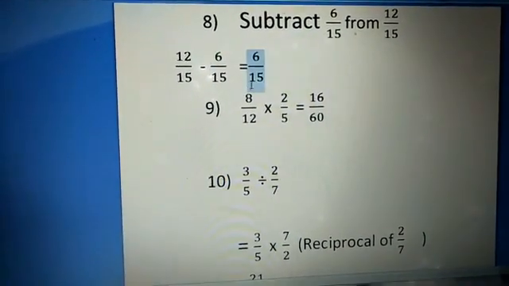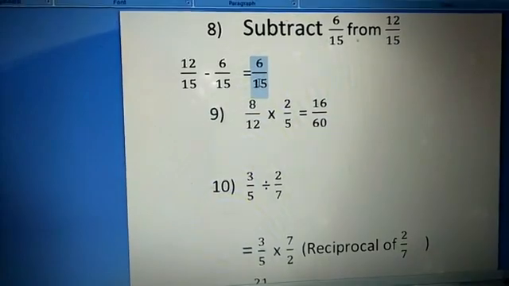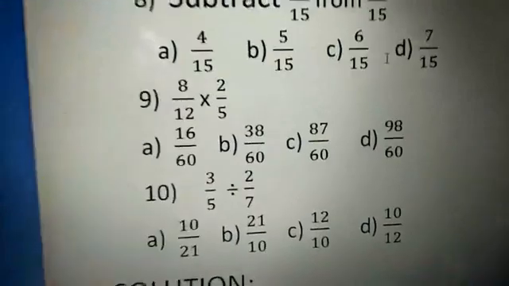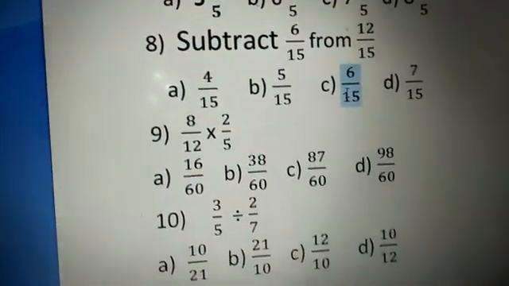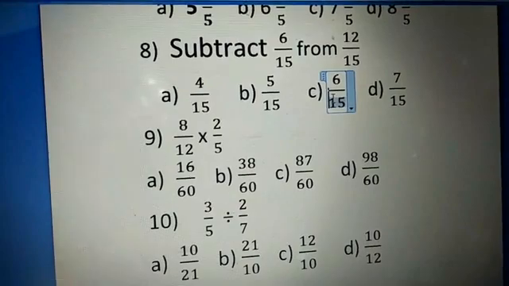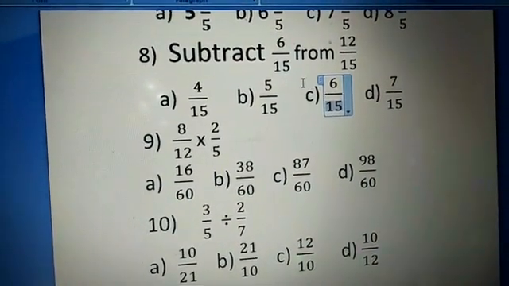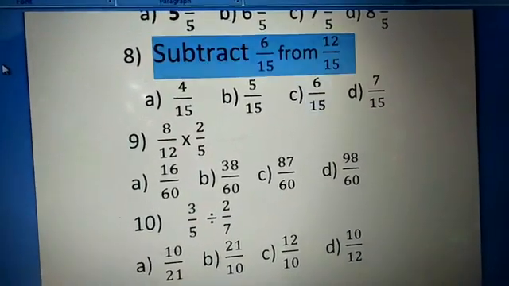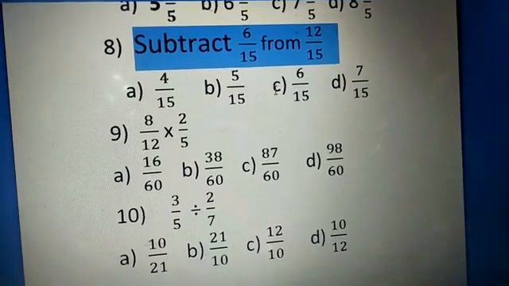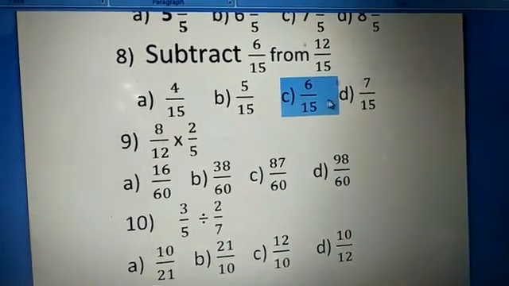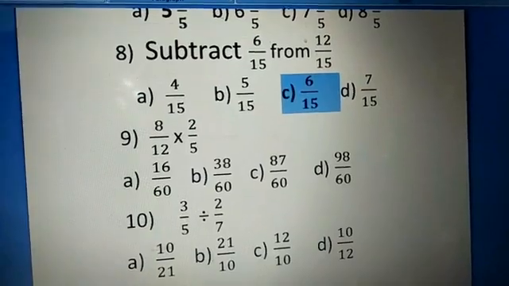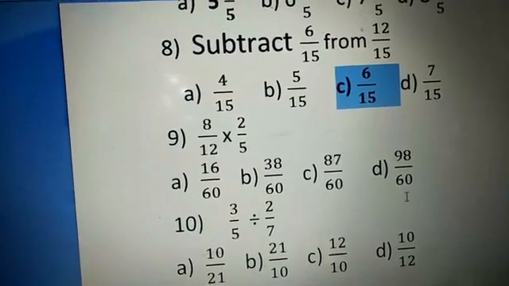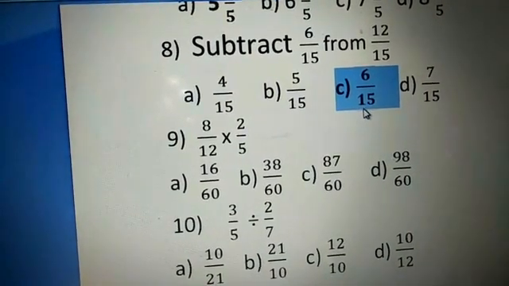So I get the same denominator 15. Then you have to subtract, children. Which one do we need to subtract? So I highlight the answer, children. 6 divided by 15 is our answer.